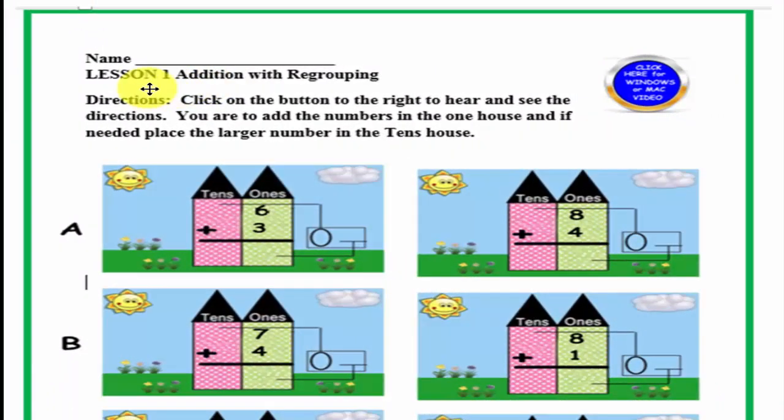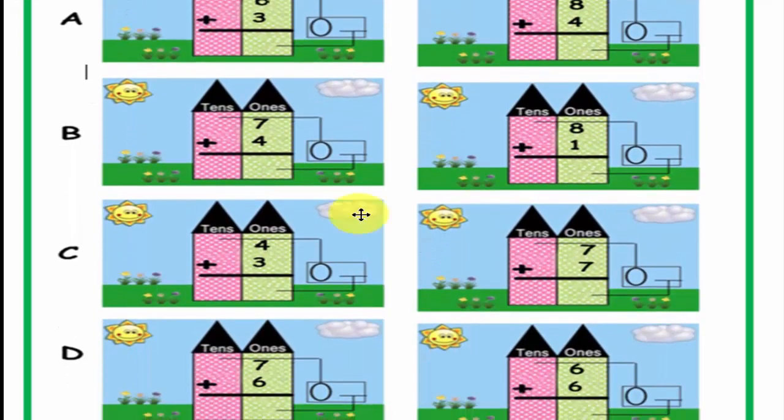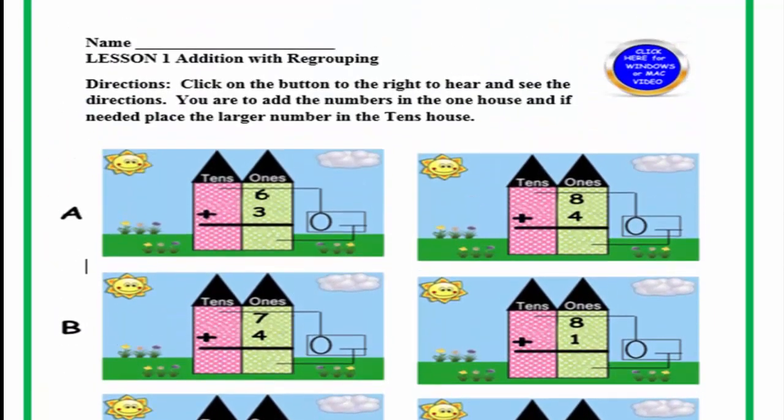Welcome, students, to Lesson 1, Addition with Regrouping. Now, hopefully you've already clicked on this button. If you didn't, you wouldn't be listening to my voice or watching this video. By doing this, we will give you some examples and directions and then also provide you with the answers. If you look carefully, we have rows A, B, C, and D, and we have 2 problems per row.